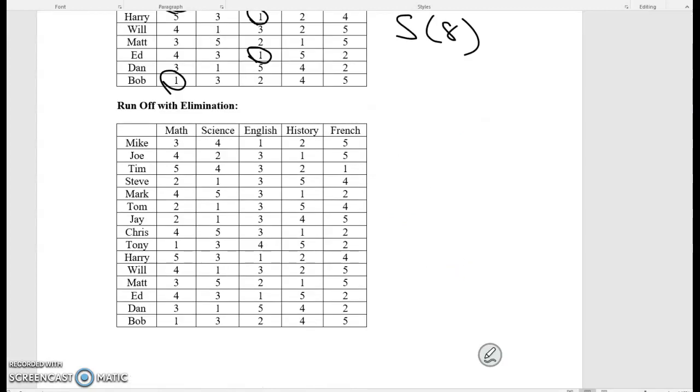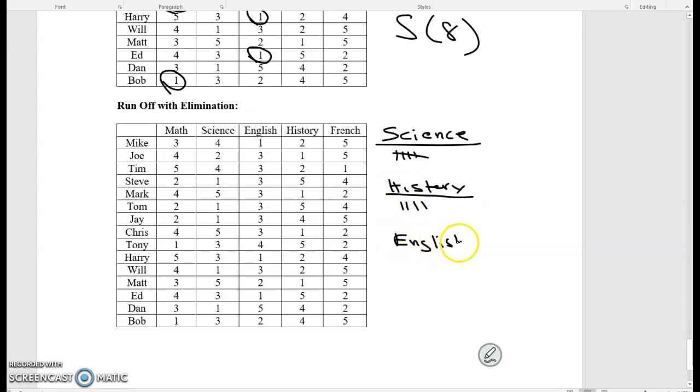We're going to once again use our Borda count to rank the voting. So science has 5 first place votes. History has 4. English has 3. Math has 2. And French has 1. So obviously French goes away first.